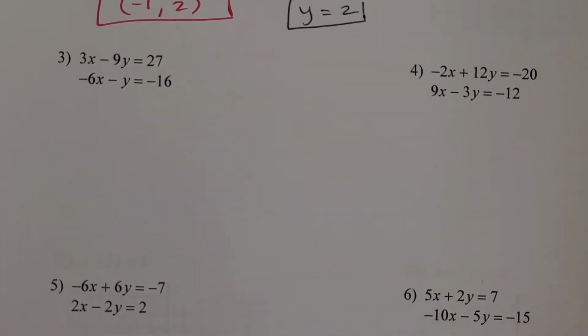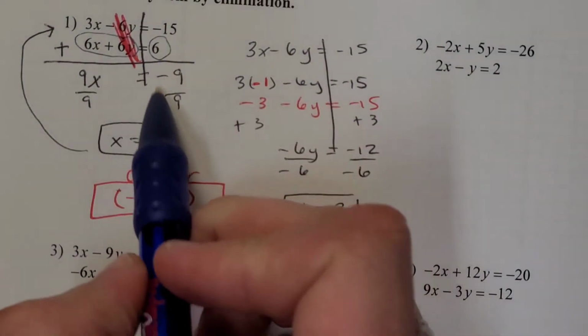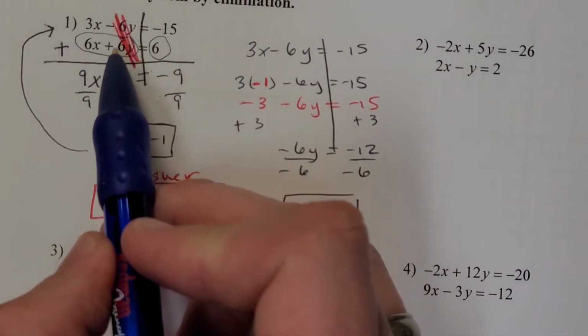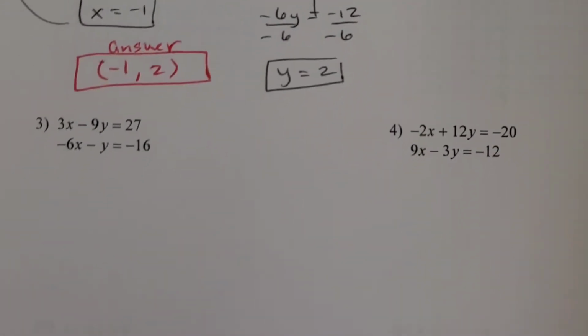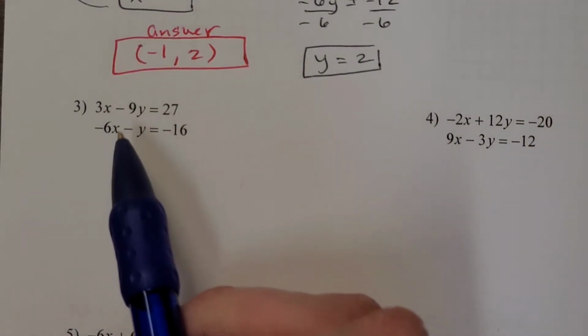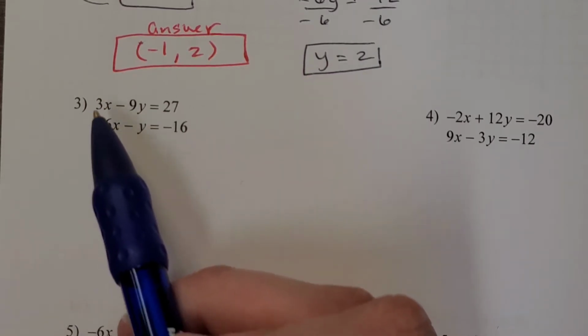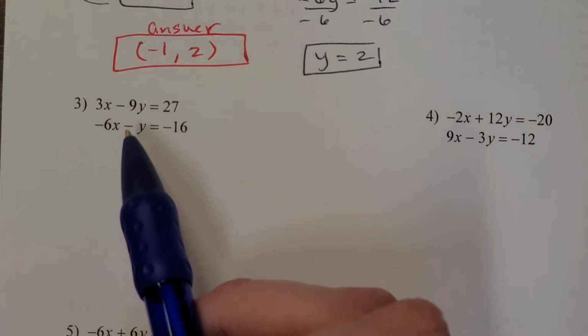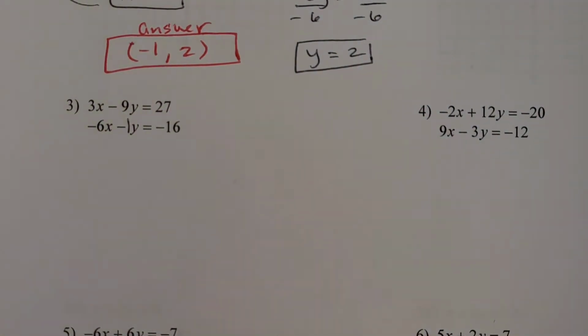Number 3. So for number 3, we're going to look for the same thing. We're going to look for opposites. Like, for instance, in number 1, we had a negative 6y and a positive 6y. So we're going to look for opposites down here. 3x and negative 6x, not opposites, because that's a 3 and a negative 6. Those won't cancel each other out. Negative 9 and a negative 1, also not opposites. Shoot.